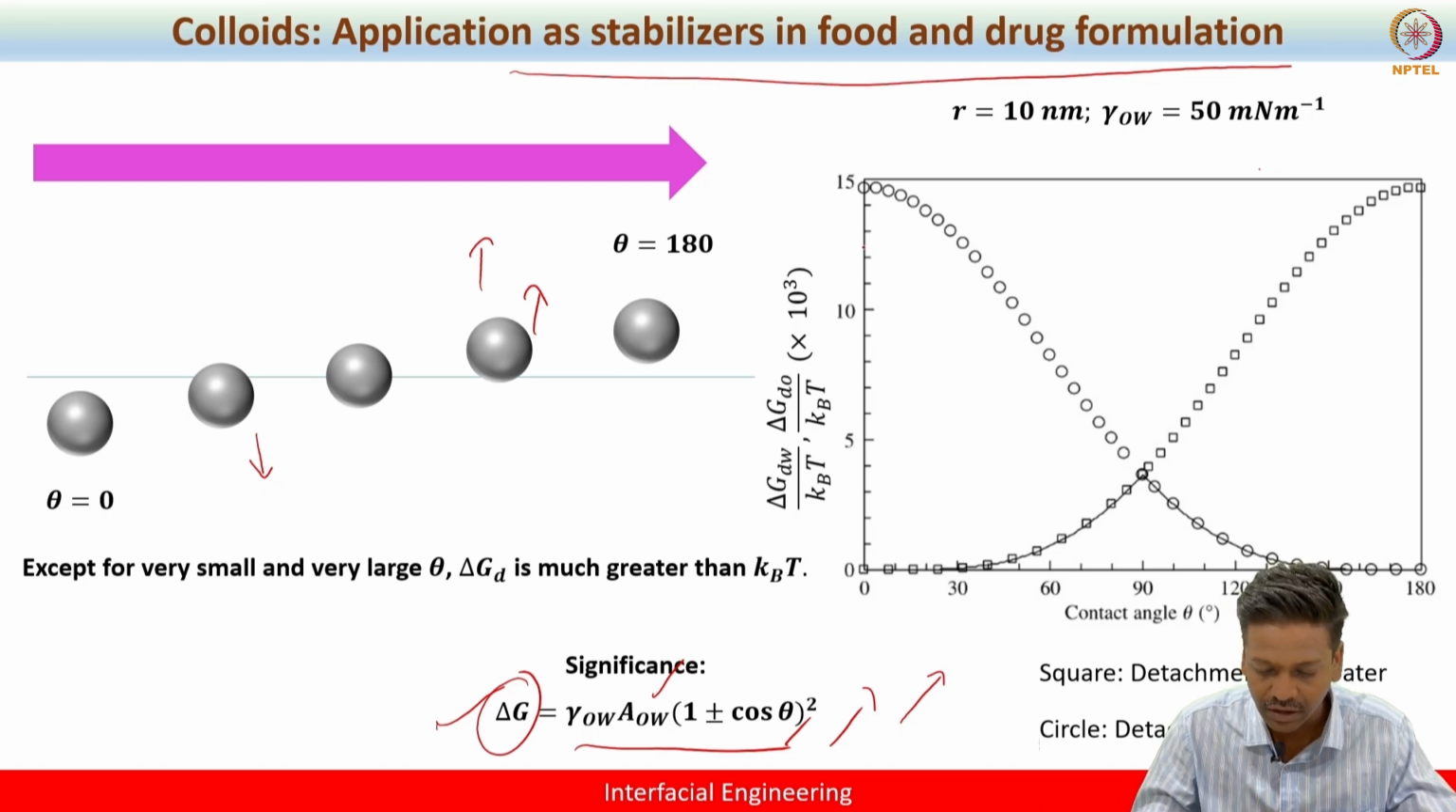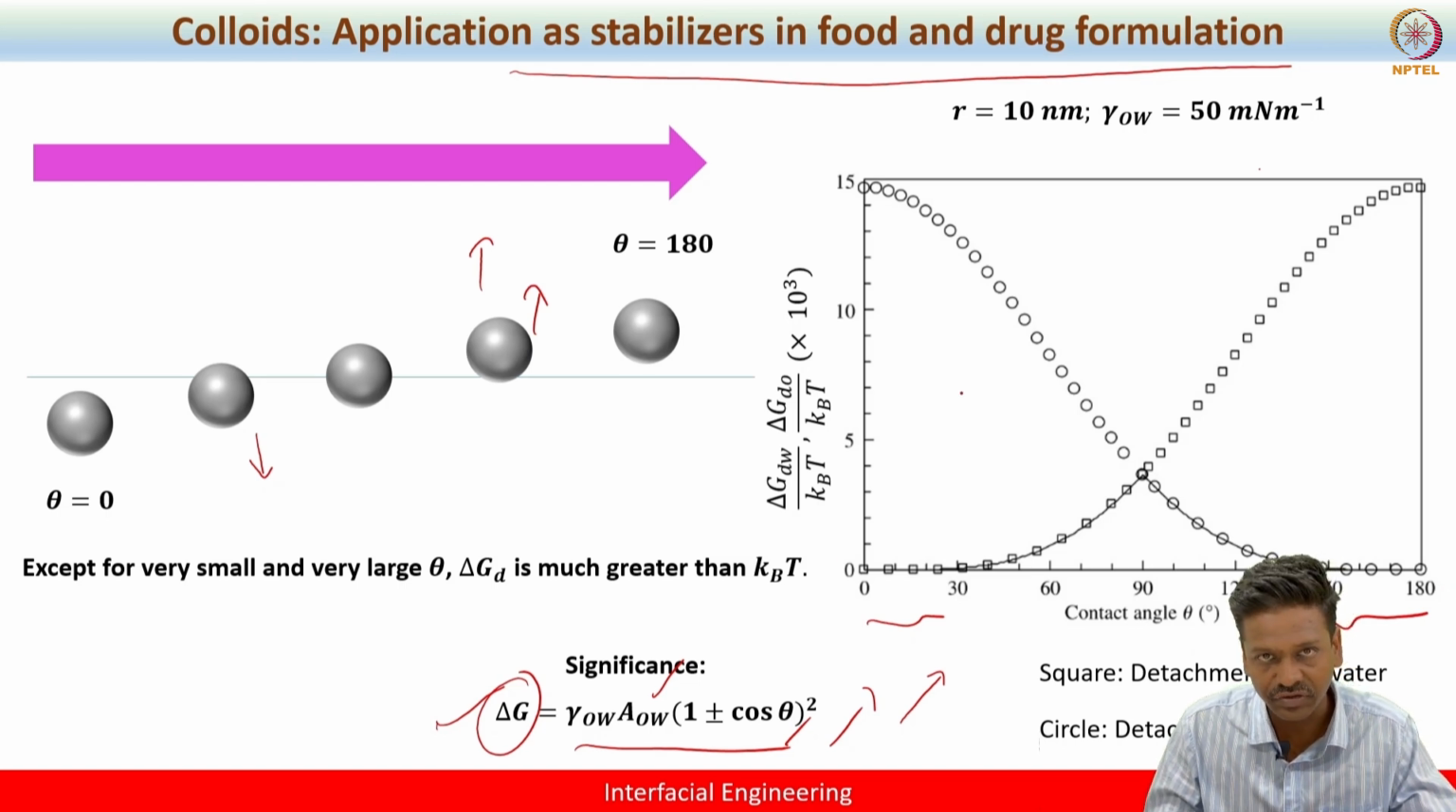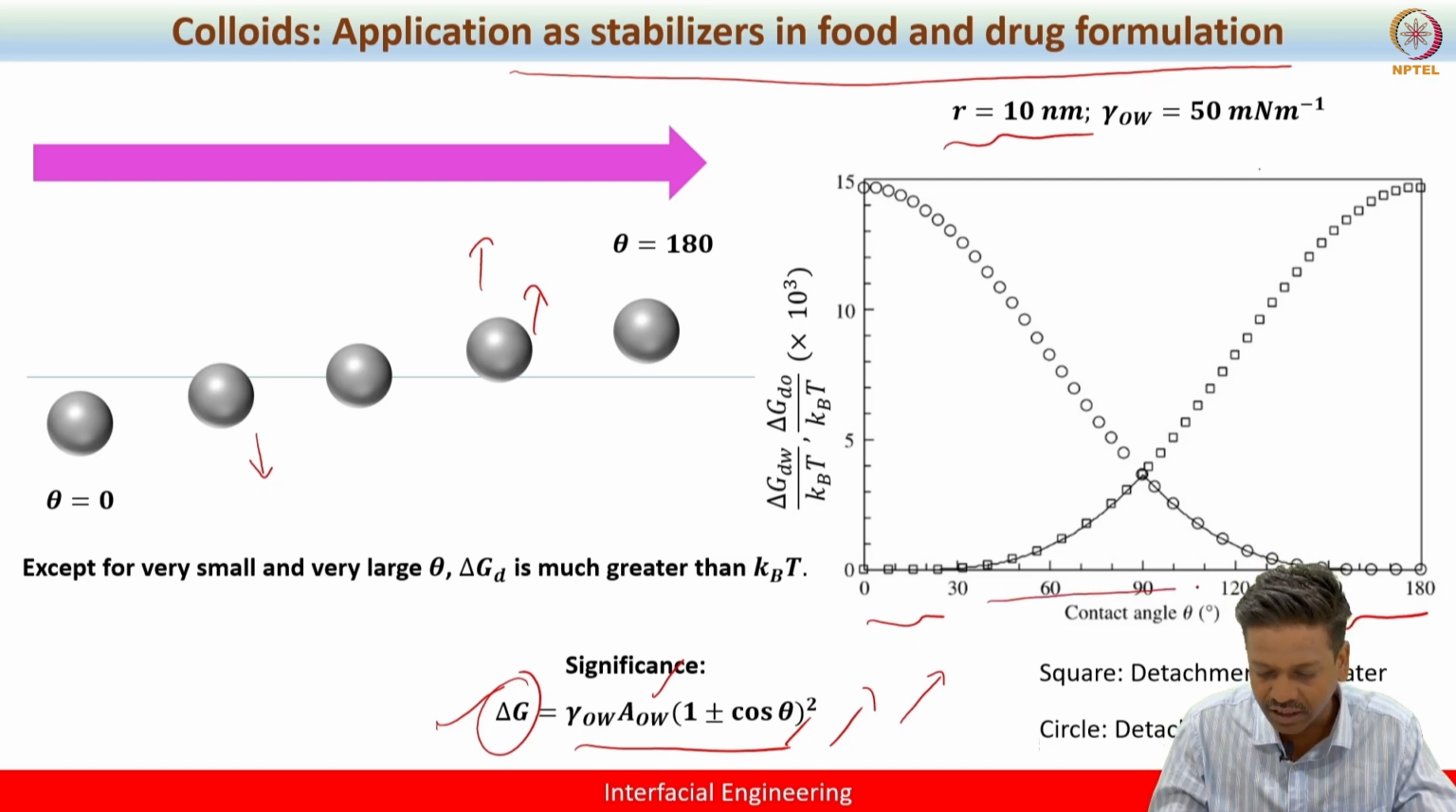Both detachment into water and detachment into oil are plotted on the y-axis against the contact angle on the x-axis. Now you can see that between the range 0 to 30 and 150 to 180, the delta G detachment is 0. So one has to avoid these ranges of theta, that is 0 to 30 and 150 to 180, when you are employing a particle radius of 10 nanometer. The rest of this range says that delta G detachment is fairly large, which means you have to pay a large energy penalty to detach the particle, which means that they are very stable, right?